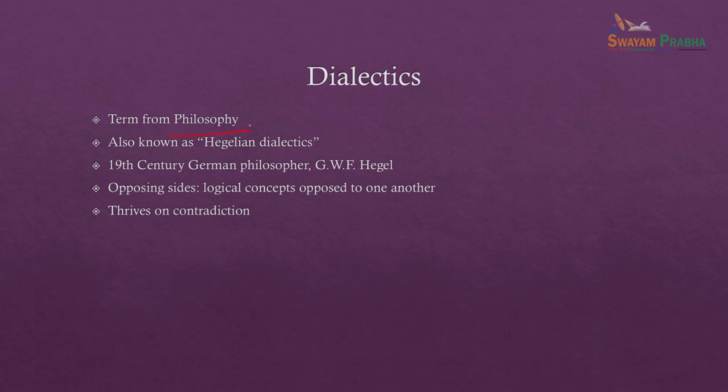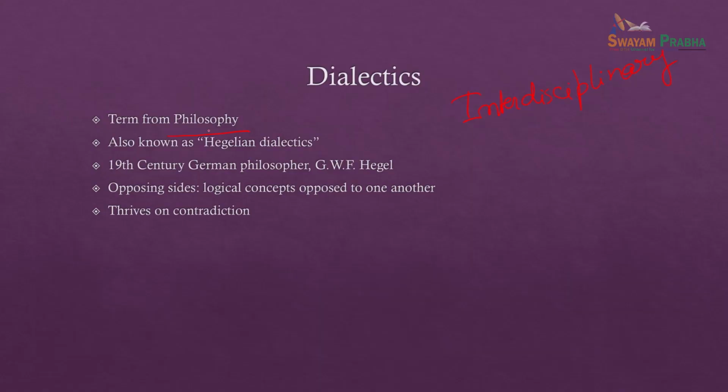Now, coming to the word dialectics, it is a term from philosophy. So, we must understand that it is an interdisciplinary approach, because when you are studying one particular discipline and you are referring to another discipline, it becomes a conversation between two disciplines. That is why we call it an interdisciplinary approach. So, we take a term from philosophy, and this term is dialectics. It is also known as Hegelian dialectics.